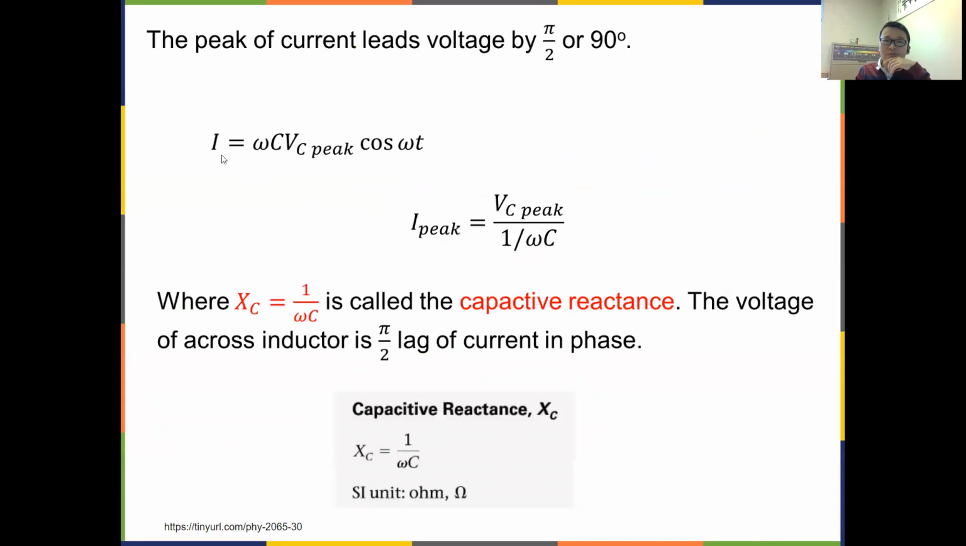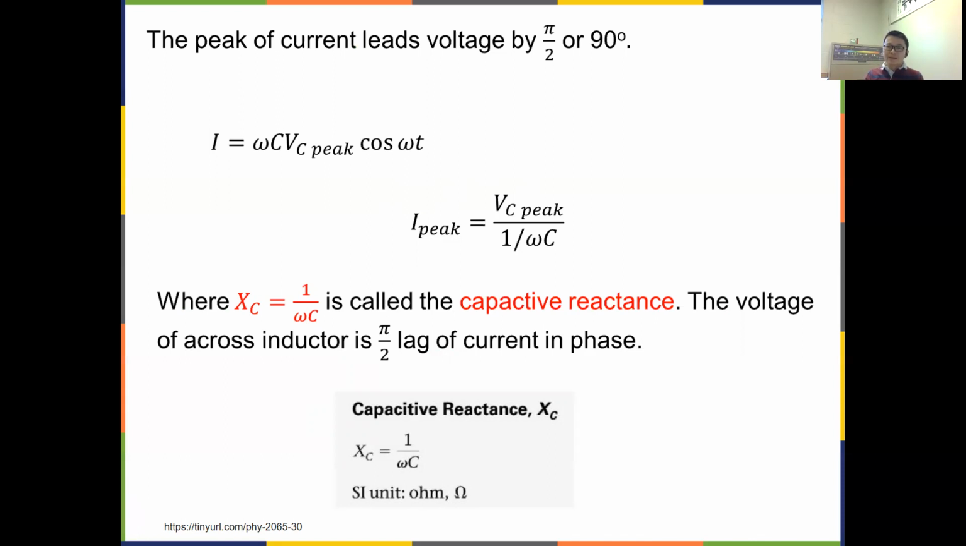If we look at the expression for the current for the capacitor, this is omega C V cosine. You can write this again as voltage divided by something, but rearranging the terms, it becomes 1 over omega C. This is called the reactance for the capacitor, or capacitive reactance, X sub C, which is 1 over omega C. For the inductor it was omega times L. So if the frequency increases, the reactance decreases; it is inversely proportional to the frequency.